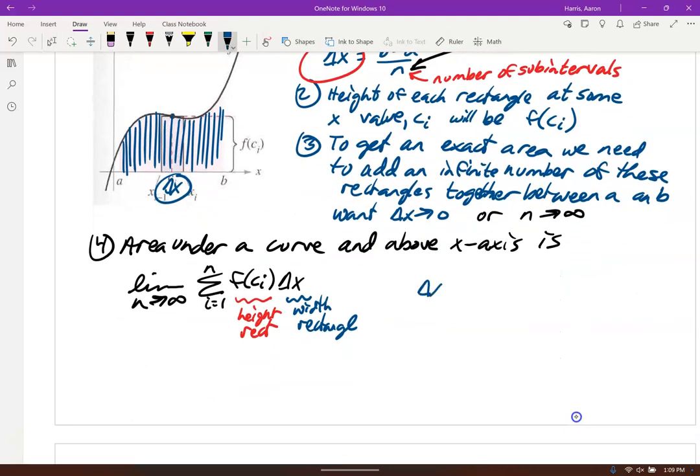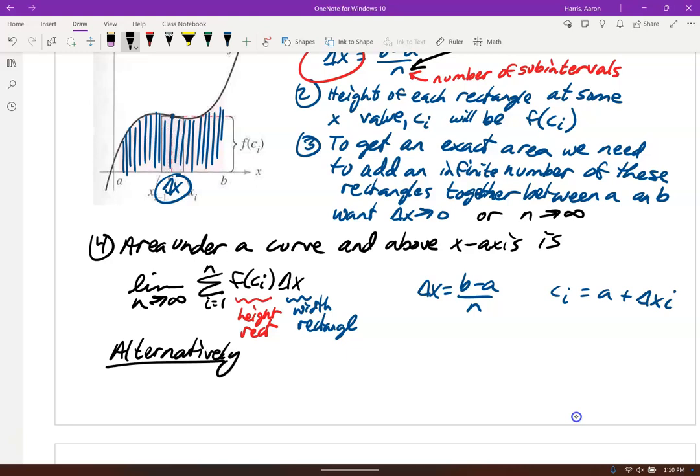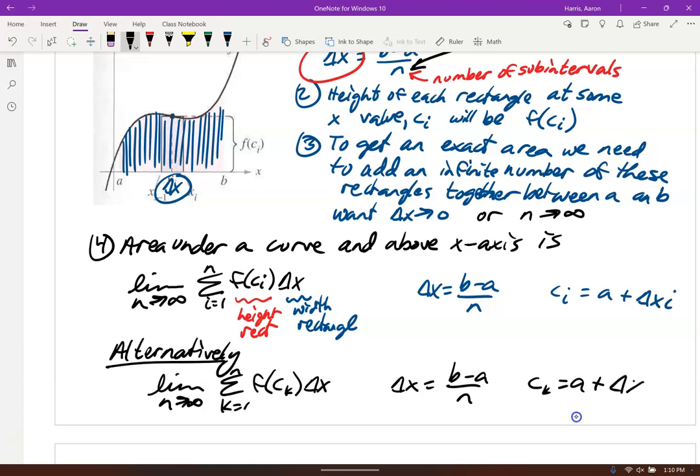And I would make a note here. Delta x, as I mentioned, is b minus a over n. And I also mentioned that ci is a plus delta x times i. That's where your ci will be. Alternatively, some textbooks, some professors will also use k with this. So they go limit as n goes to infinity, k being 1 up to n of f of ck delta x. But same thing, i or k, doesn't matter. Ck is a plus delta x times k.